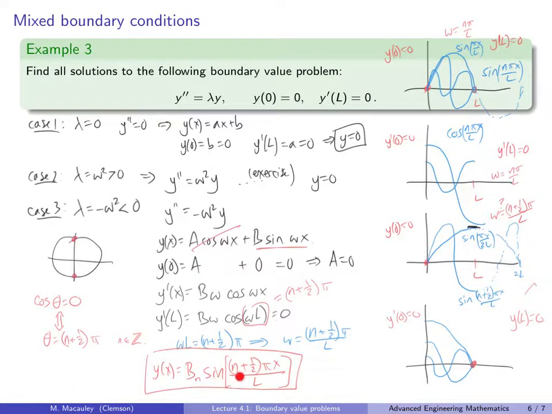Now again, this holds for all integer values of n. Let's start with n equals 0 to infinity. We can do negative ones as well, but again, negative signs just pull out of the sines and get absorbed in this constant. So we don't actually get anything new if we allow negative signs.